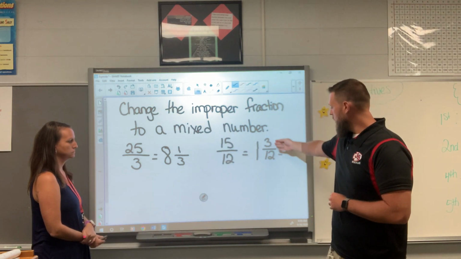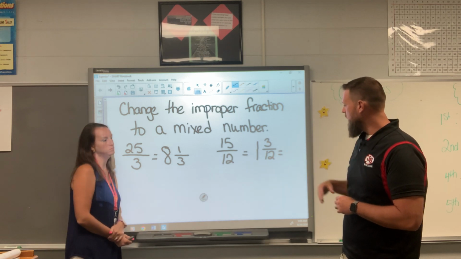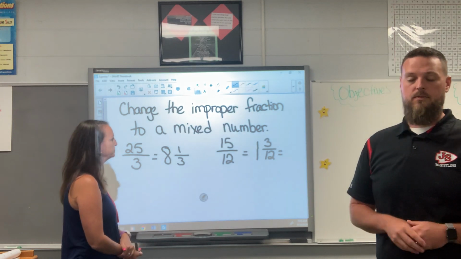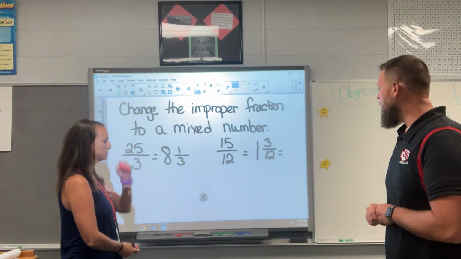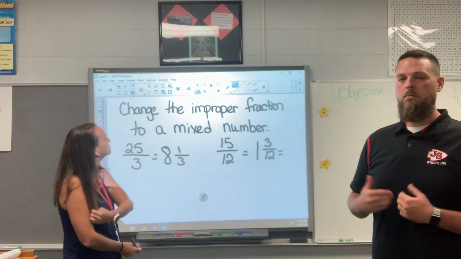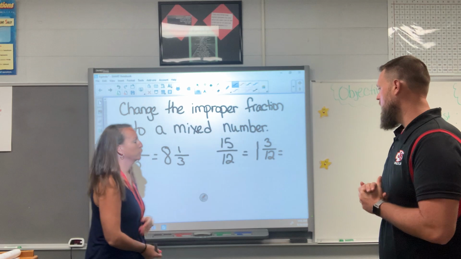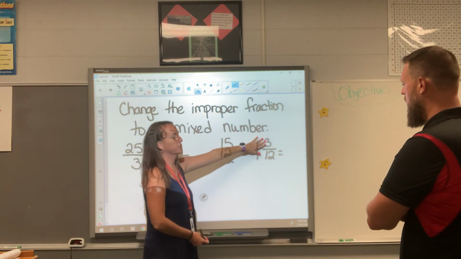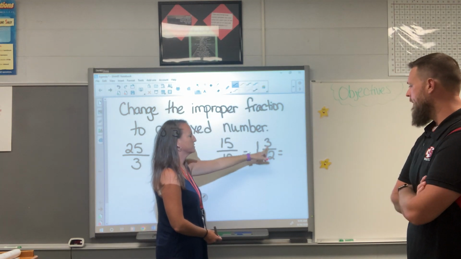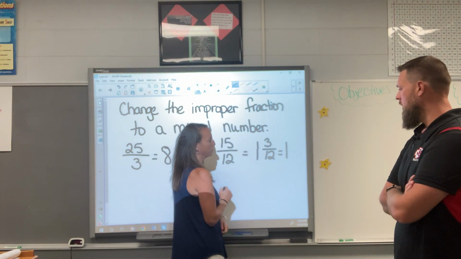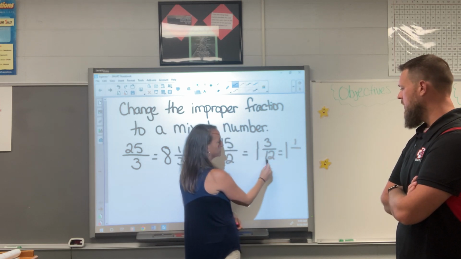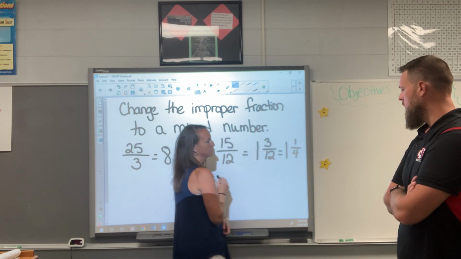But if you look at 3 and 12, you should realize they share a number, or a factor. We'll start using factors a lot pretty soon. If they share a factor, then they should be able to be reduced or simplified. So what can go into 3 and 12 other than 1? We know 3 goes into both. If we leave our whole number alone, it's still a 1. 3 goes into 3 one time, and 3 goes into 12 four times.